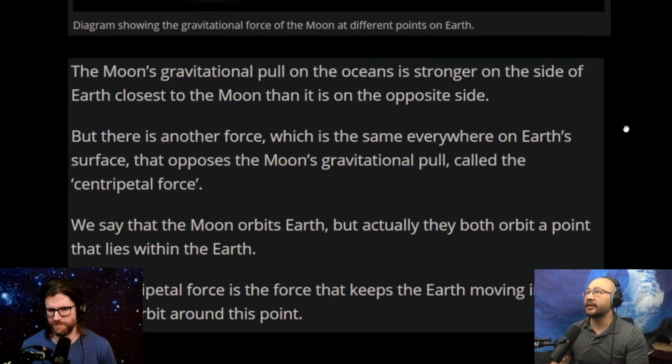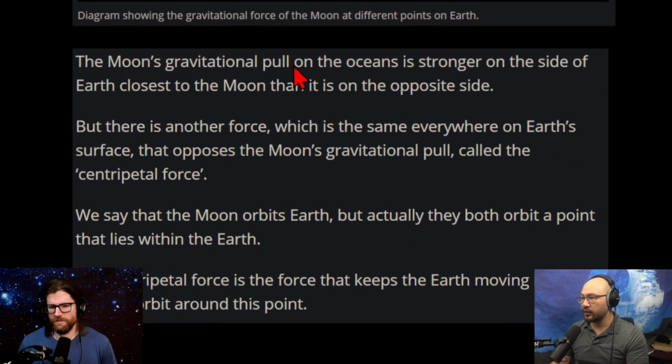And here's the explanation. The moon's gravitational pull on the oceans is stronger on the side of the Earth closer to the moon than it is on the opposite side. Gravity is 1 over r squared, so closer, stronger. But there's another force, which is the same everywhere on the Earth's surface, that opposes the moon's gravitational pull, called the centripetal force. We've now introduced a third force.